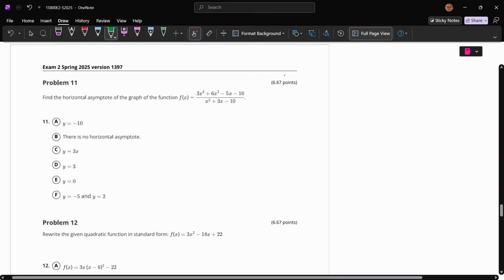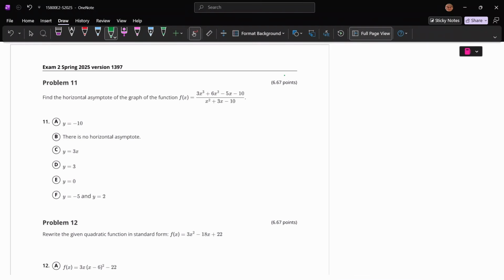Okay, find the horizontal asymptote of the graph of the function given here. Recall that the behavior of a horizontal asymptote is heavily dependent on the highest power of the terms in your numerator and denominator. In this case, you can see that the numerator has a highest power of 3, and the denominator has a highest power of 2, because generally speaking, that highest power has the biggest impact on how the function behaves in the long term.